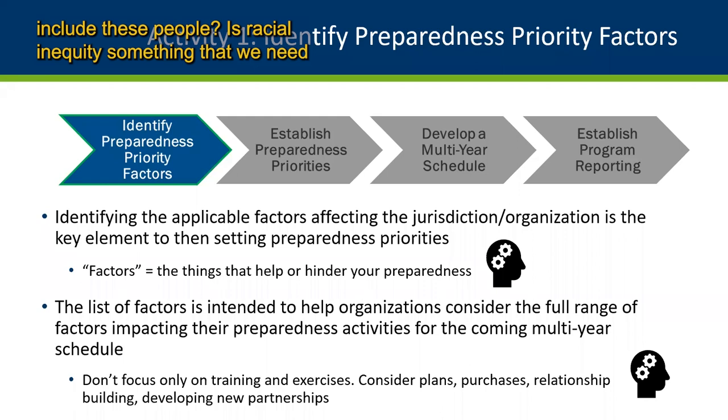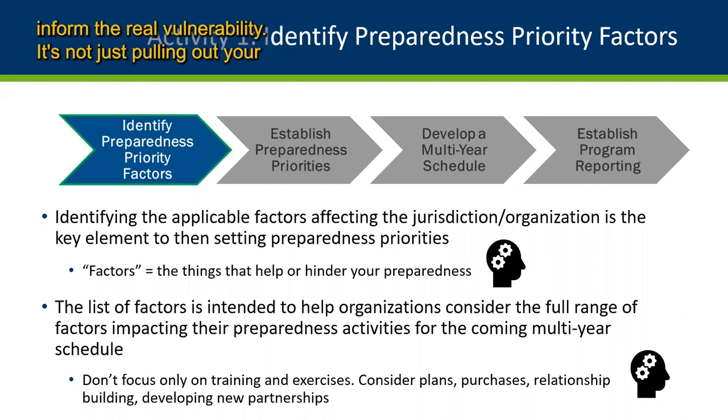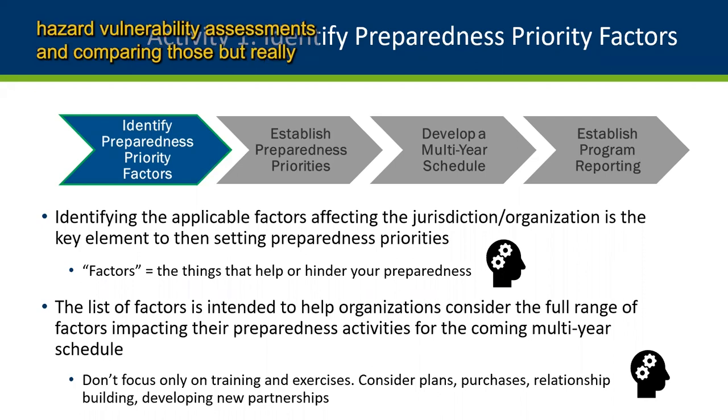Is racial inequity something that we need to talk about? Do we have underserved populations? Do we have an access and functional needs challenge? Are there plans that need to be developed over the next few years? Do we need a plan for how we will coordinate emergency medical services and transport? And focus on those things, because then that will inform the real vulnerability. It's not just pulling out your hazard vulnerability assessments and comparing those, but really understanding why you have the vulnerabilities you have.